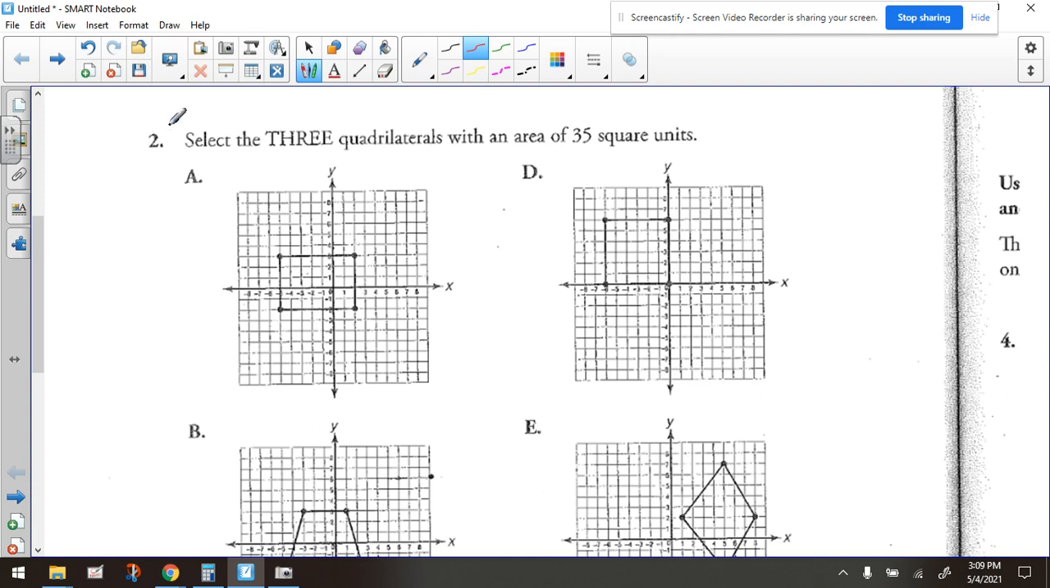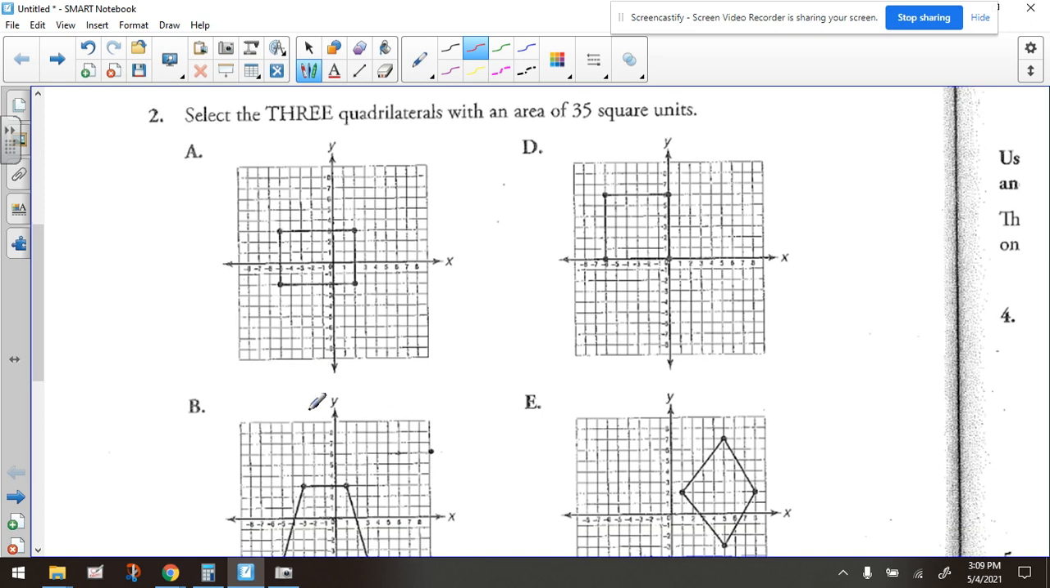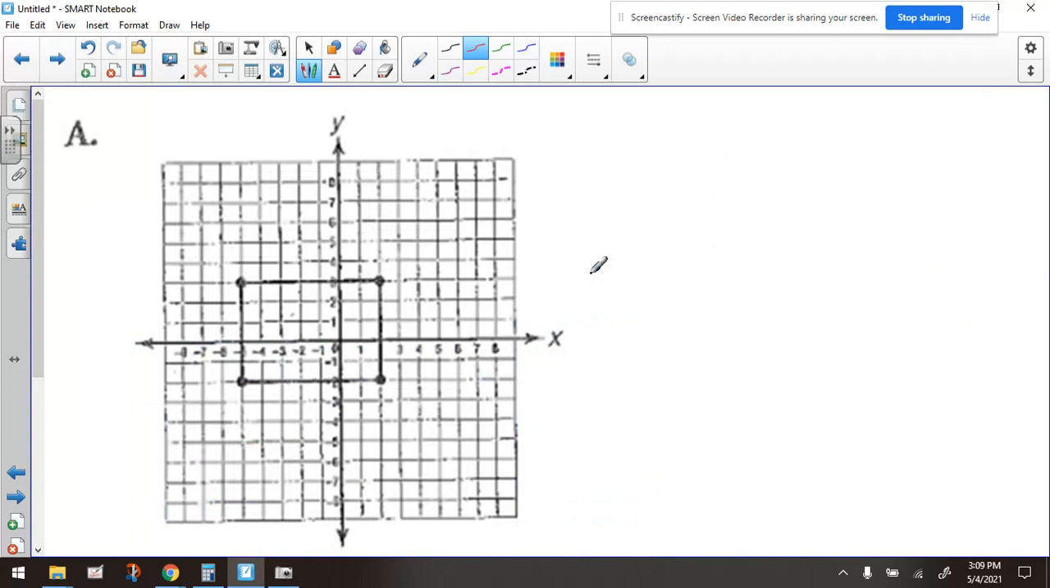We're looking at number 2. It says select the 3 quadrilaterals with an area of 35 square units. So guess what that means? That means we have to go through each one, identify what type of quadrilateral it is, use the appropriate formula, use strategies that we've talked about in class to see which one might have an area of 35 square units. So let's look at A first.